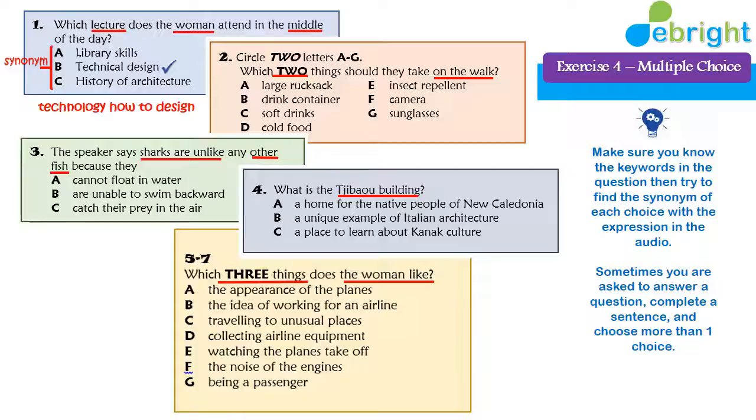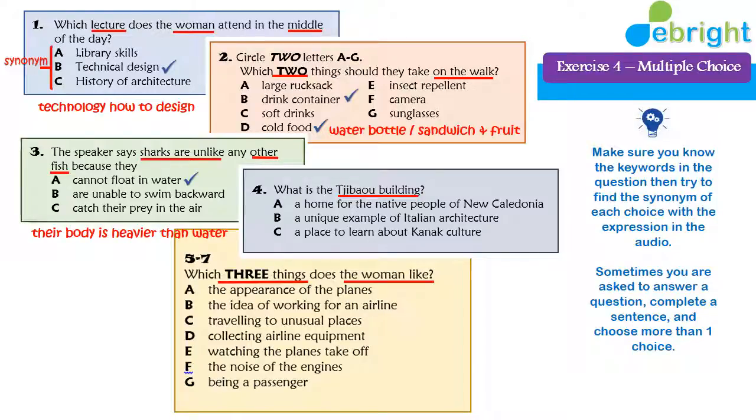And number 2, the things to be brought on the walk. The synonyms are water bottle and sandwich and fruit. So water bottle is option B and cold food is option D. Sandwich and fruit is synonym with cold food, so everything that is ready to eat. And as for number 3, their body is heavier than water, so of course they cannot float in water.